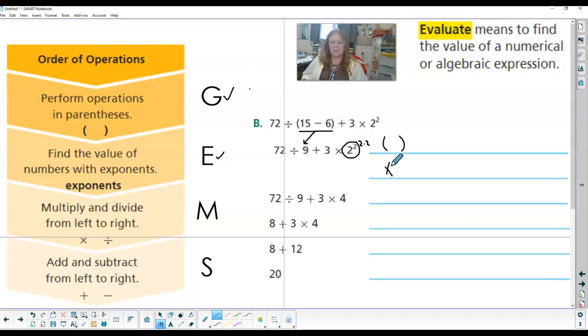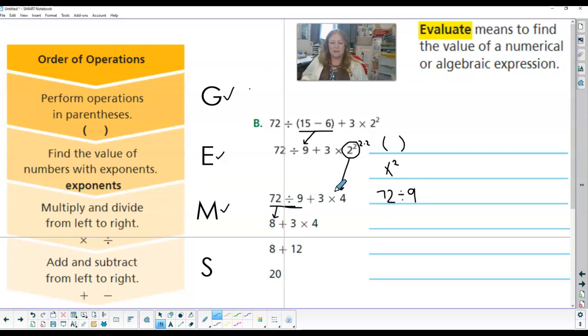So we are doing exponents next. Sorry, not first. Next. So that became here. And we dropped everything else straight down. Now we're looking for any multiplying or dividing. So we just come across, oh, here's one. So we need to do 72 divided by 9. So that's our next thing, is to do 72 divided by 9 is 8.